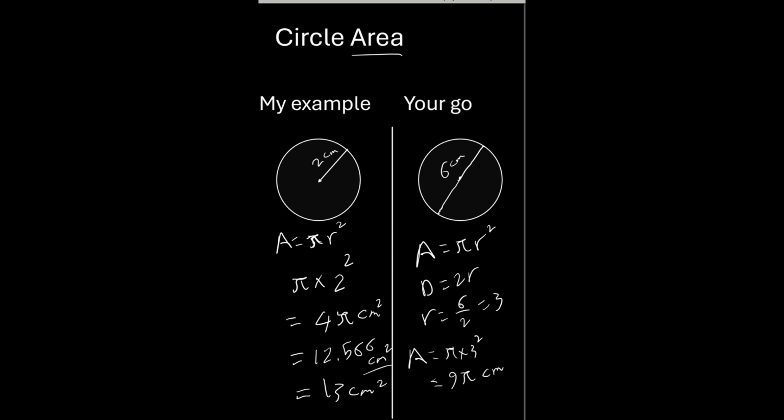Now, if the question asks you to leave it in terms of pi, that's it. You are done. You leave it as 9 pi. If it asks you to put it as a decimal, then you go to format and you change it to decimal, and you get 28.27 centimeters squared. Hopefully that's what you got.